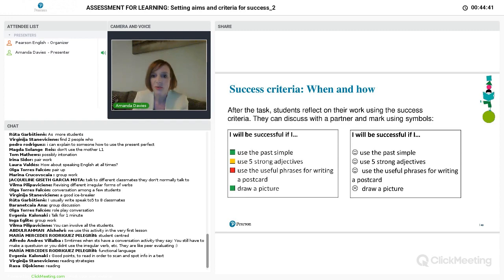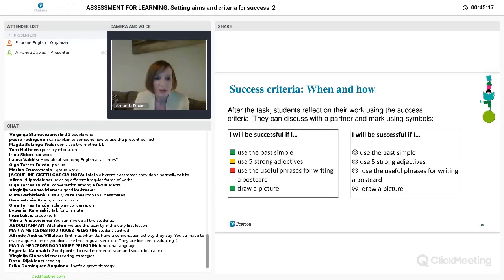I encourage them to discuss with a partner and look at each other's work, because that gives them a better idea of how they're doing compared to their peers. And they can mark using symbols or color, traffic light colors. So on the left there, there's green for I did it really well, orange, I'm not sure, red, I could do it better. The smiley faces on the right. If you've got older teenagers, then tick and cross and question mark is probably the recommended technique. Maybe they like emojis, but tick, cross, question mark also works really well.